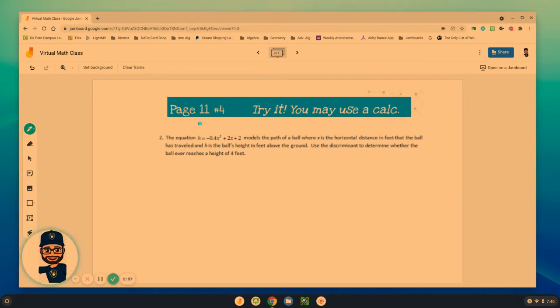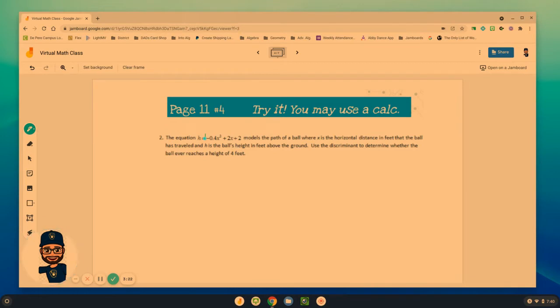So the equation h equals -0.4x squared plus 2x plus 2 models the path of a ball where x is the horizontal distance in feet that the ball has traveled and h is the height of that ball's path. Use the discriminant to determine whether the ball ever reaches a height of 4. Will it ever reach a height of 4?